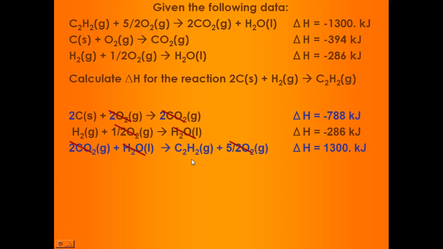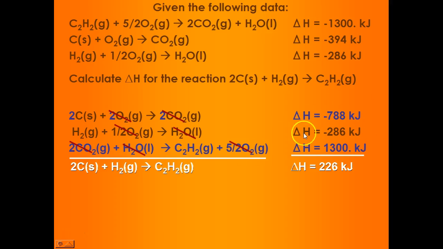So once I've combined that reaction together, and I add these three enthalpy values together, I get that the enthalpy of this reaction in order to form ethine would require an input of 226 kilojoules, as it is an endothermic change.